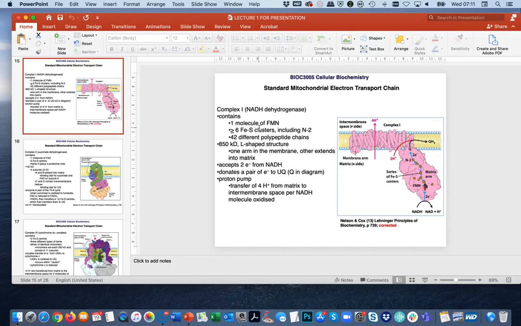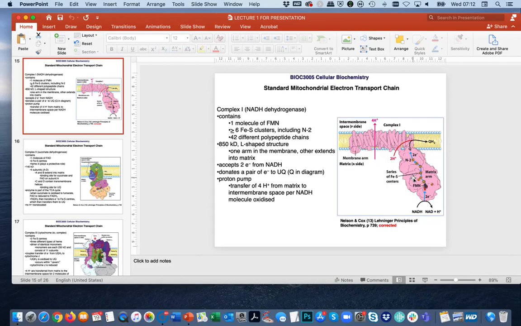And it's a large complex. And again, I think I made this point in BIOC3002. Lots of polypeptide chains in it, so a multi-subunited structure. And it's easy to recognize because it's got an L-shaped structure with one arm of the L being embedded in the membrane, the other arm sticking into the matrix of the mitochondrion. It's very large, so it's at least 650 kilodaltons. In plants, it's even larger than that.